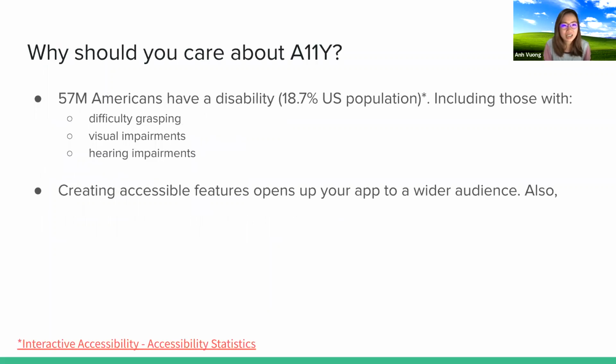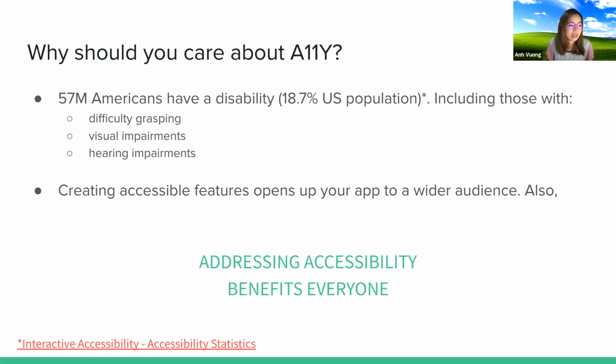So firstly, why should you care about accessibility? About 57 million Americans have some sort of disability. So that makes up about 20% of the US population. These folks include those with difficulty grasping, so people who might have to navigate the web using just the keyboard instead of the mouse. There are people with visual impairments who rely on screen readers or braille readers as well, and folks with hearing impairments. So creating accessible features opens up your app to a wider audience.